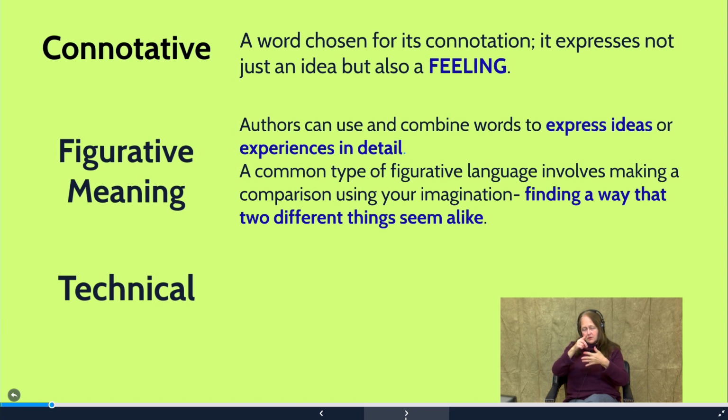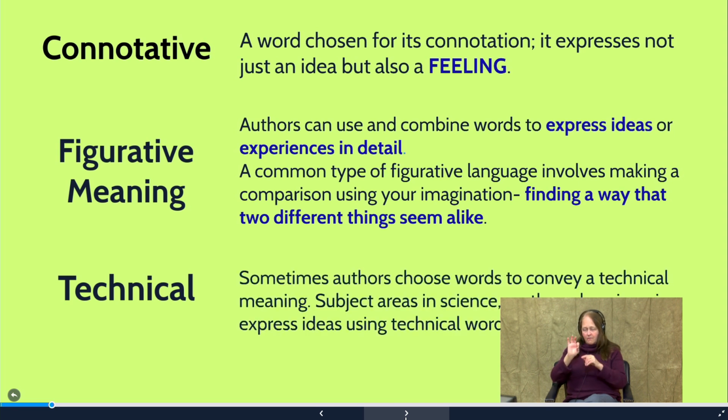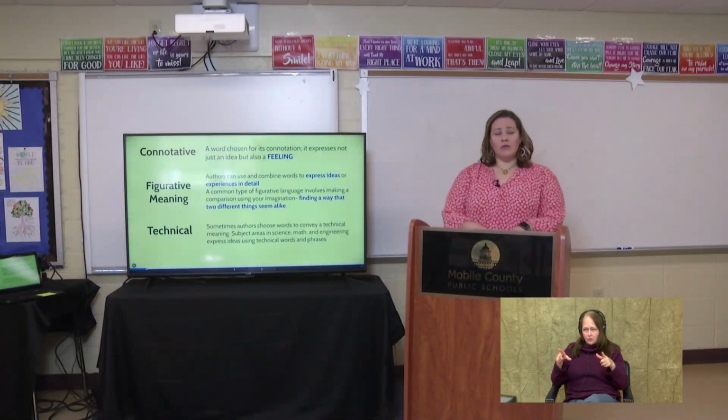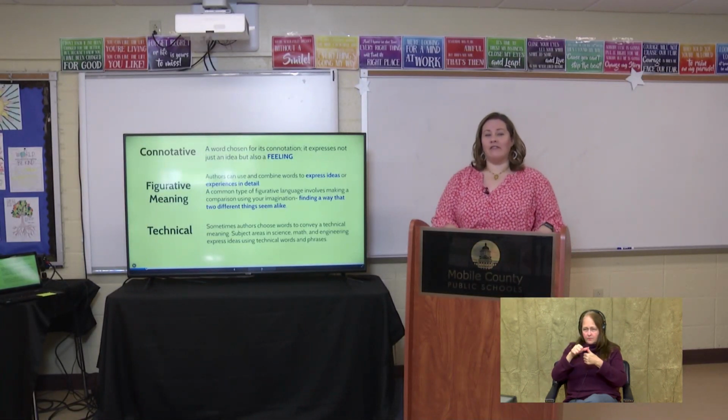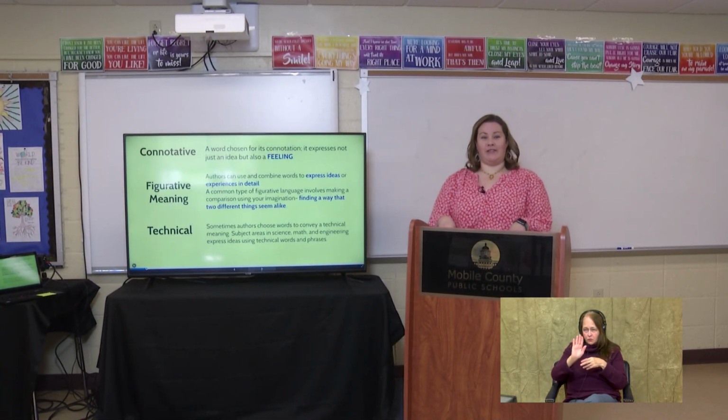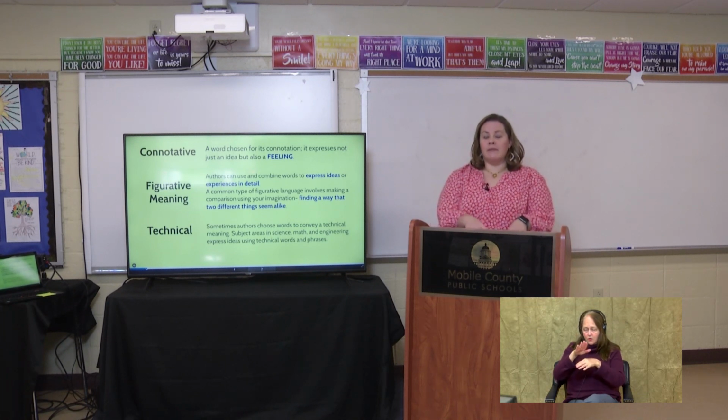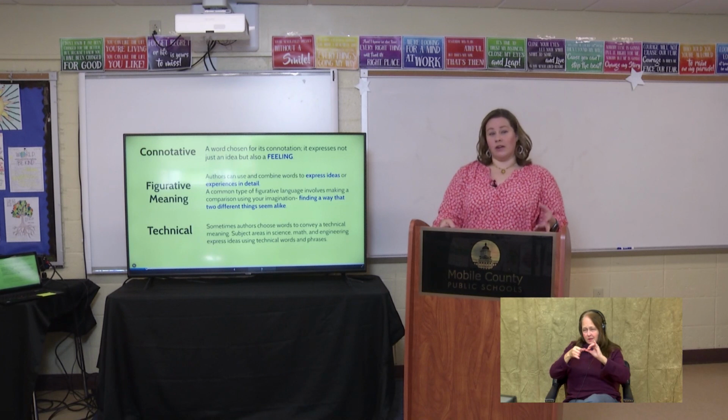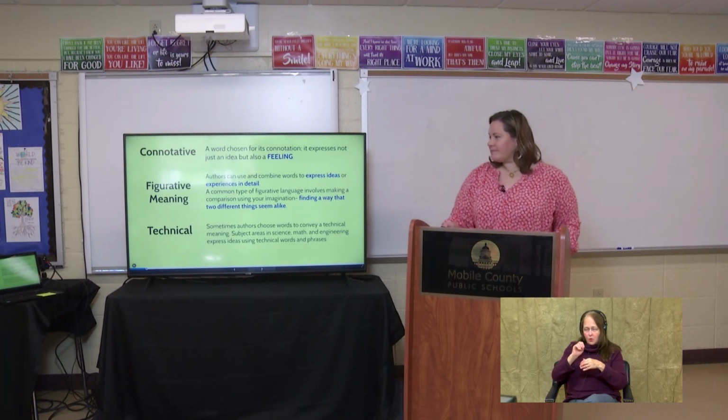And as we discussed last week, normally we would think about these as being the comparisons, using similes and metaphors, but you can also use other kinds of figurative language. And technical, remember, those are the ones that I say are very much like your textbook definitions. The ones that might come from science or engineering or math or even social studies.